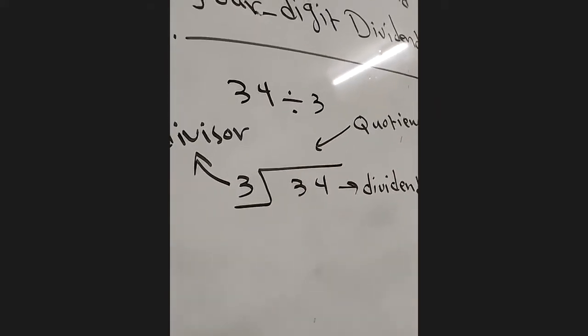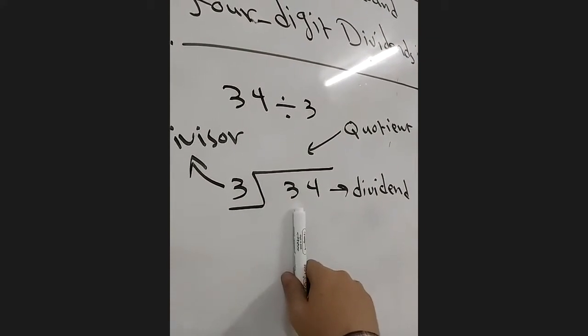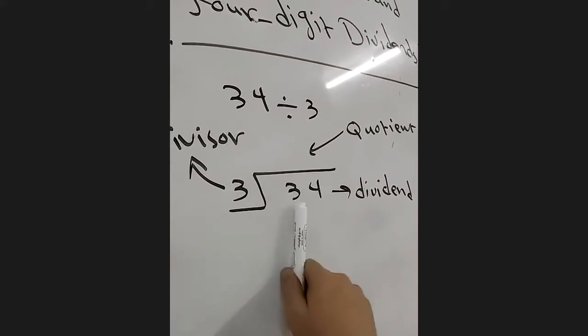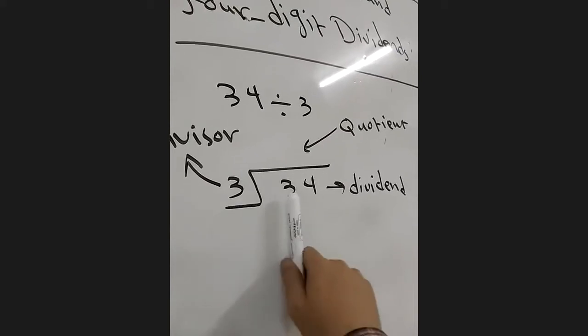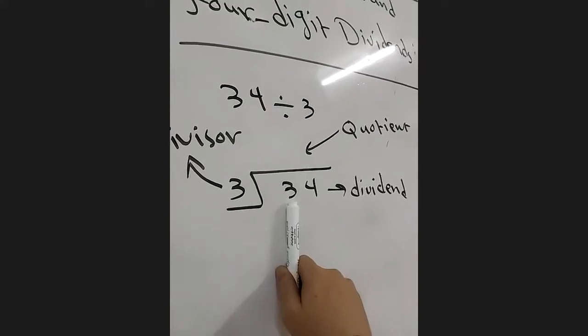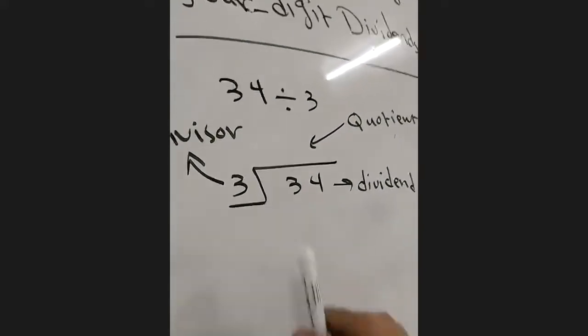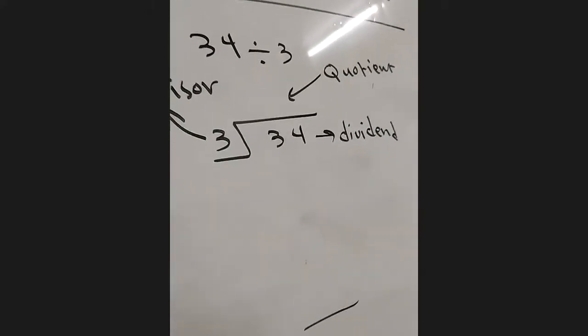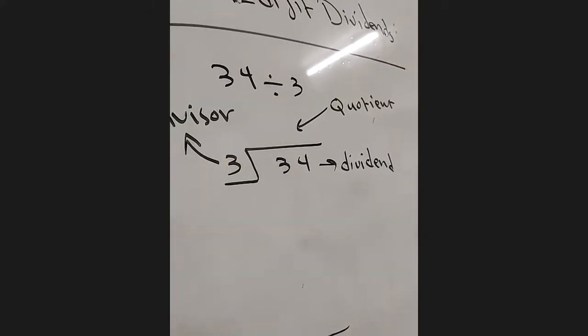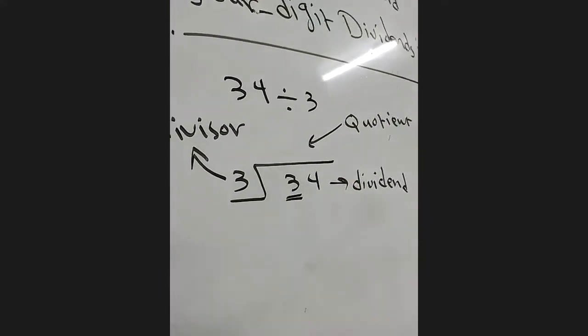Now, to divide, guys, we start with the first digit here, and we ask ourselves if this digit is more than, equal, or less than. If it's more than or equal, we can start with it. But if it's less than, we cannot start with it. We will take both numbers. Now here, 3 is equal to 3, so we can start to divide by 3 only, not 34, 3 only.